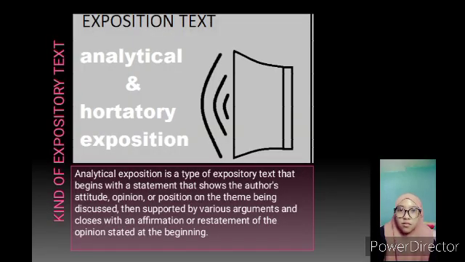Expository text has two types. First is analytical exposition and then hortatory exposition. Analytical exposition is a type of expository text that begins with a statement that shows the author's attitude, opinion, or position on the theme being discussed, then supported by various arguments and closed with an affirmation or restatement of the opinion stated at the beginning.